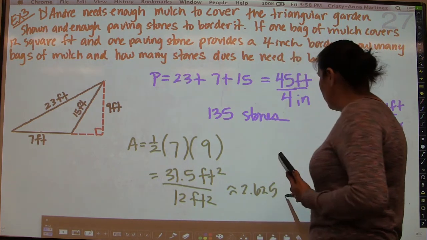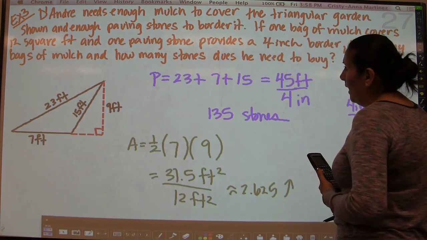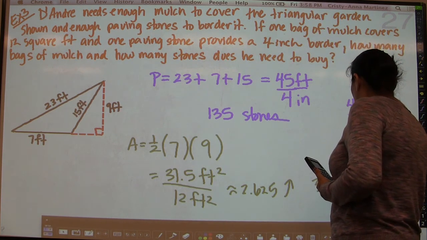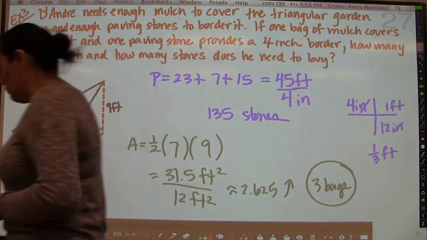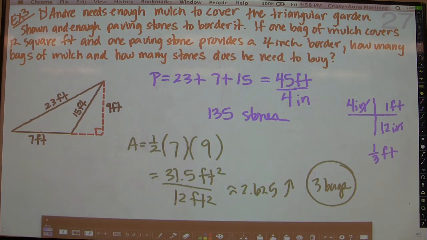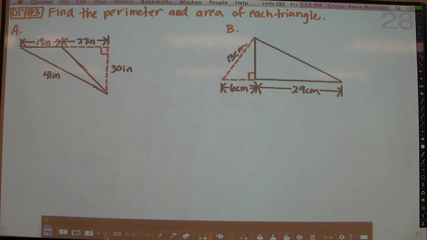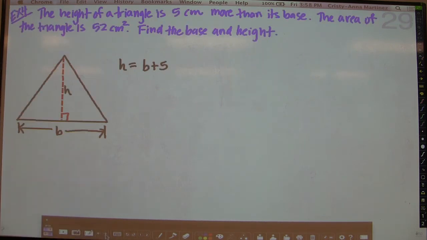Which basically means you're going to have to round up, and you're going to need to buy 3 bags of mulch to finish this job. Alrighty? So that is how you do that, little guy. So now we'll let you do this do-it-yourself question, and then we will go to our last example.